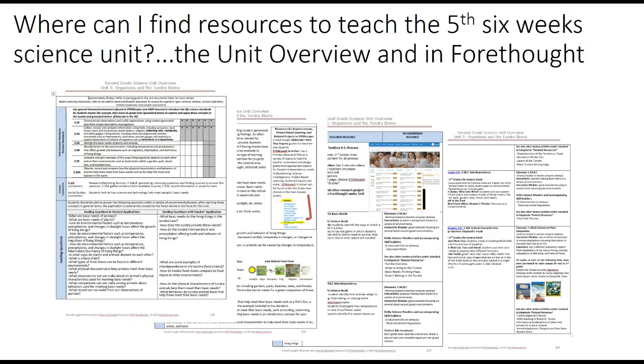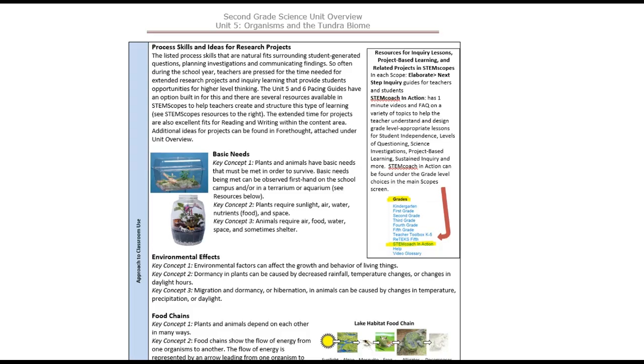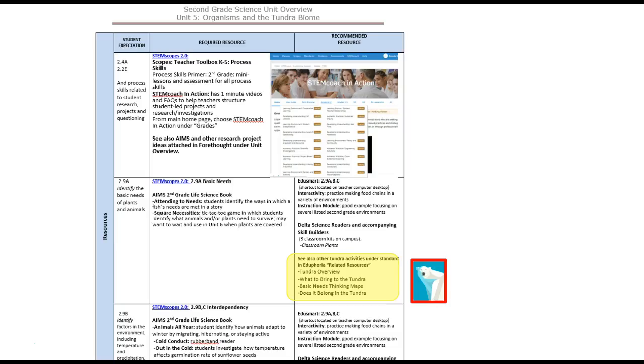Okay, so as I mentioned, all of the resources that we have for the life science standards in general environments as well as the tundra can be found in the unit overview, and those are in forethought. So this is just a couple of screenshots of those pages in there, and I just want to highlight if you are planning on doing a research project and you want some ideas, there's a little section on here and over here that can give you some ideas if you're going to be choosing option 2, as well as the key concepts for some of those standards.